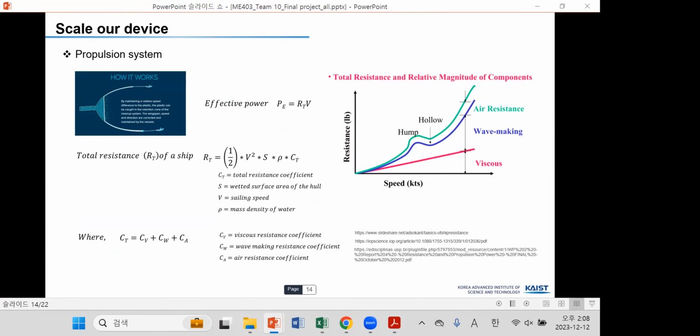And the next is about the propulsion system. To calculate how much effective power we need to operate our system, we use these equations. The effective power can be calculated by multiplying the total resistance and the velocity. And the total resistance of a ship can be calculated using that equation. When we know the wetted surface area, the sailing speed and the mass density of water, calculating the resistance coefficient is very important. And this is composed of the viscous term, the wave making term and the air resistance term.